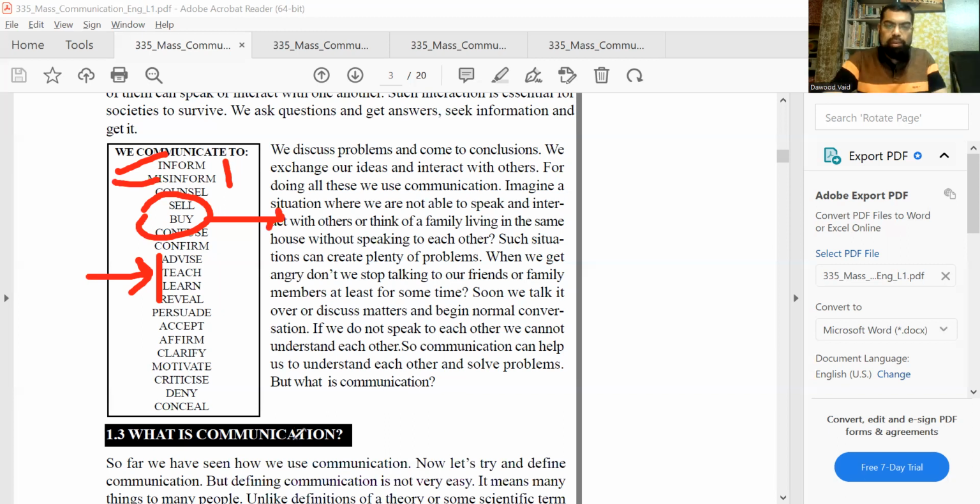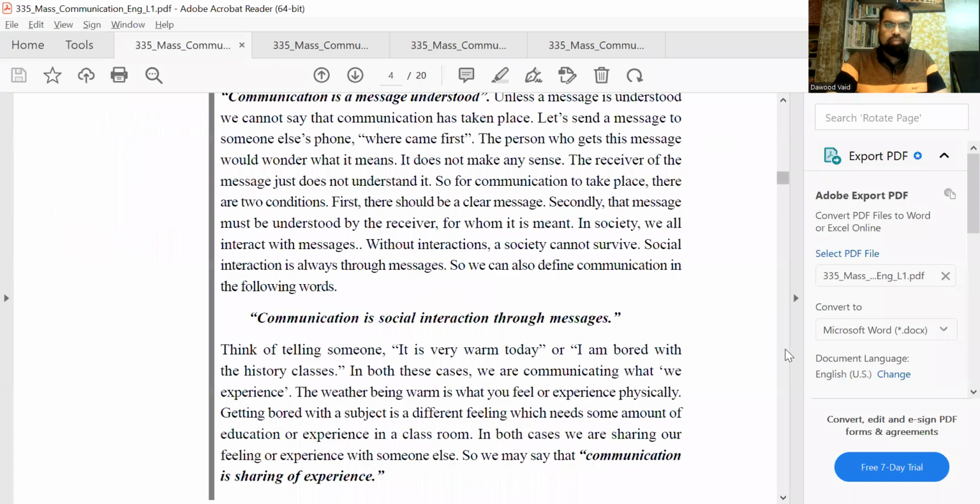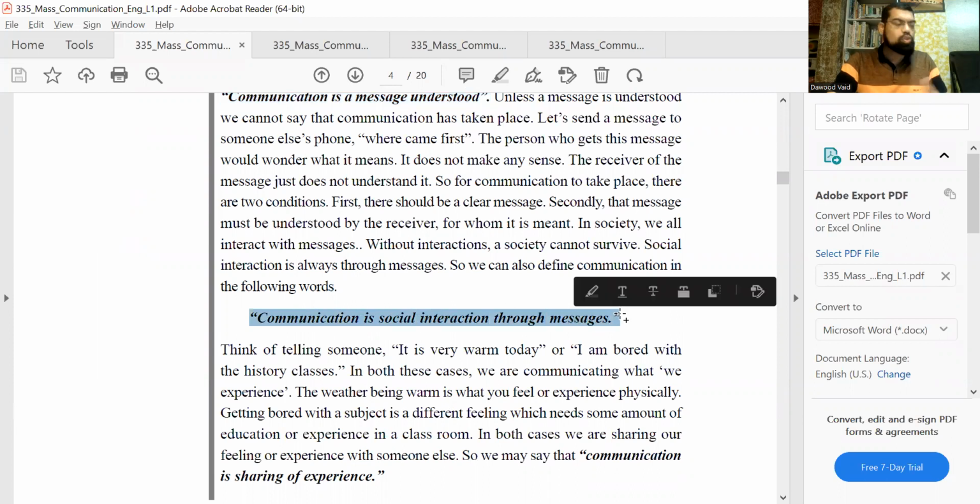So define the term communication. Very simple. Communication as a term, as I said, is an idea. If I have to clear this, I have to close this, come down. This is the entire chapter. So communication is a message that has to be understood. Communication is a social interaction through messages.